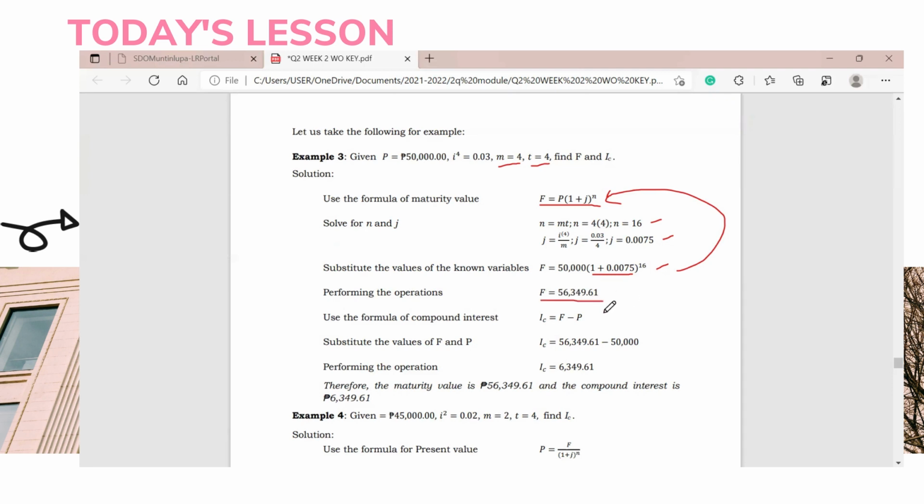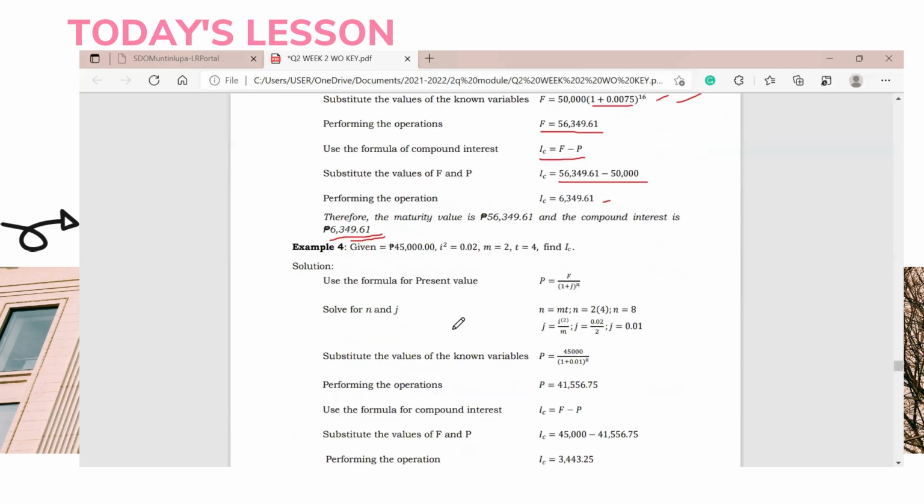Yan ang future value. And of course, we will look for the compound interest. Again, ang compound interest ay yung tinubo lang ng pera. So, since we have the future value and the principal amount, magma-minus lang tayo. Compound interest is equal to future value minus the principal amount. Subtracting these two will just give us 6,349 pesos and 61 centavo. So, ganun siya.